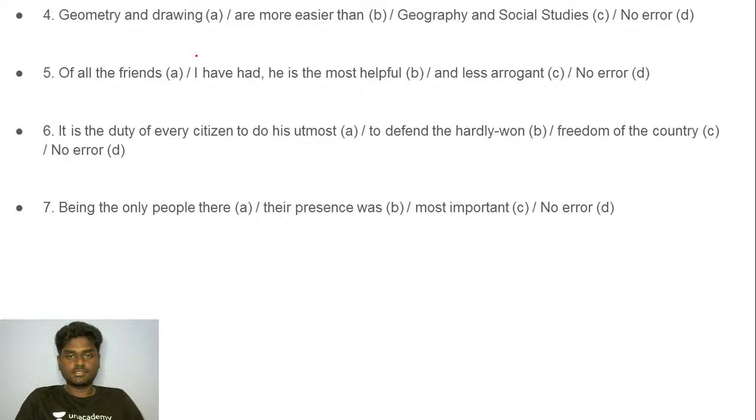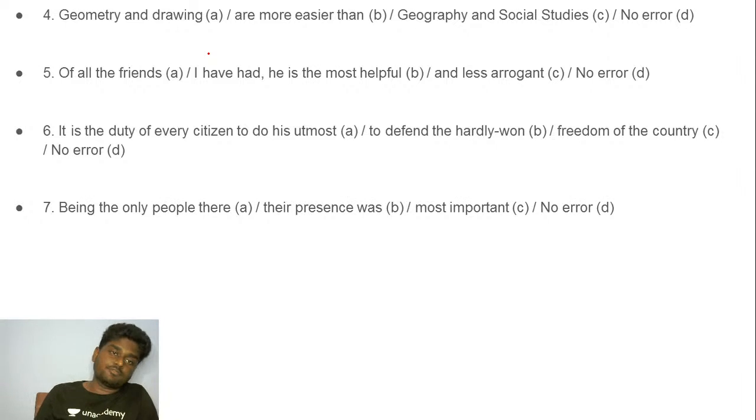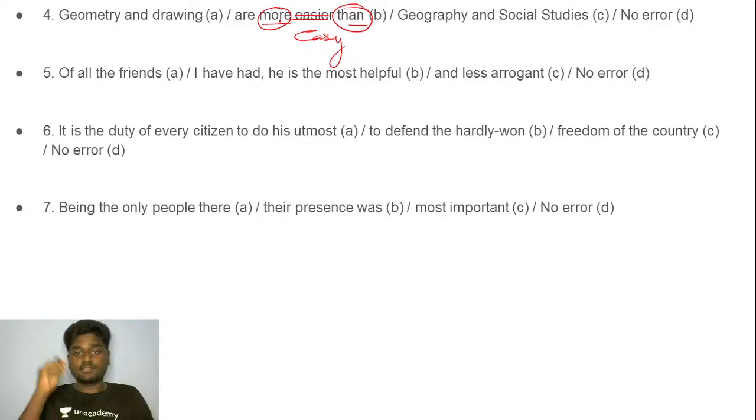geography and social studies. If you keenly observe this fourth question, two comparative degrees should not be used together in the given statement. So it should be either geometry and drawing are more easy than geography and social studies, or geometry and drawing are simply easier than social studies. You're using "more" and "than", so you are using two comparative degrees in a single part. Definitely you need to use either "more" or "than". You should not use two comparative degrees here.